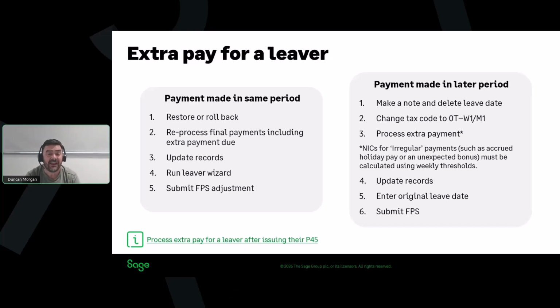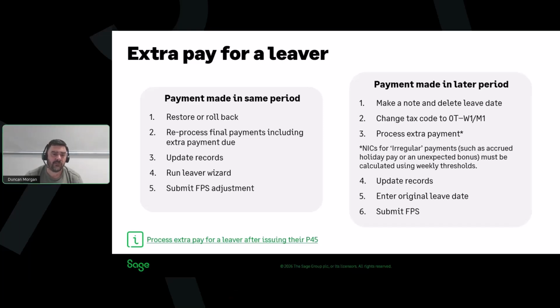And if it's an irregular payment, and you can see the definition of irregular payments in the HMRC guidance, so it includes things like accrued holiday pay or an unexpected bonus, you would need to calculate any national insurance due on the payment using weekly thresholds. Something to keep in mind: if you don't pay your employees weekly, you may need to enter manual national insurance for that extra payment. You would then update the records, re-enter the original leave date into the employee record, and then submit the FPS in the usual way in the period the extra payment was made.